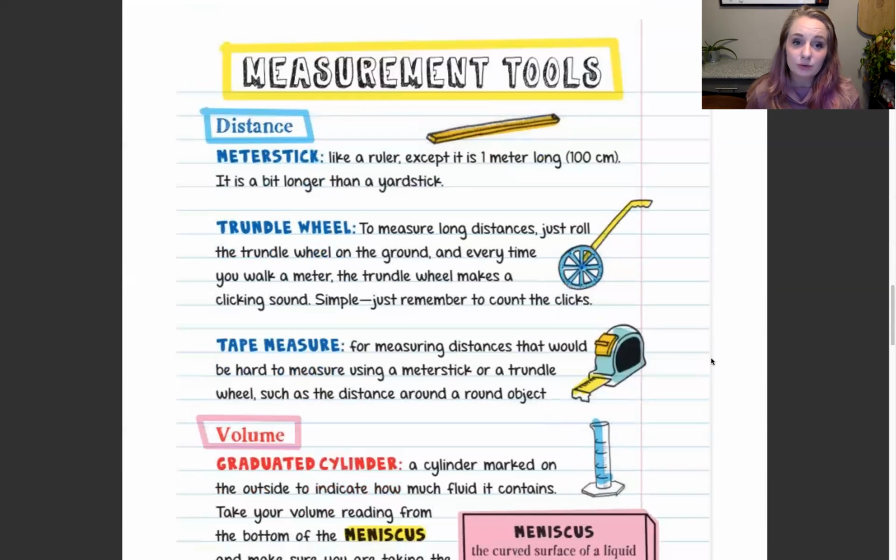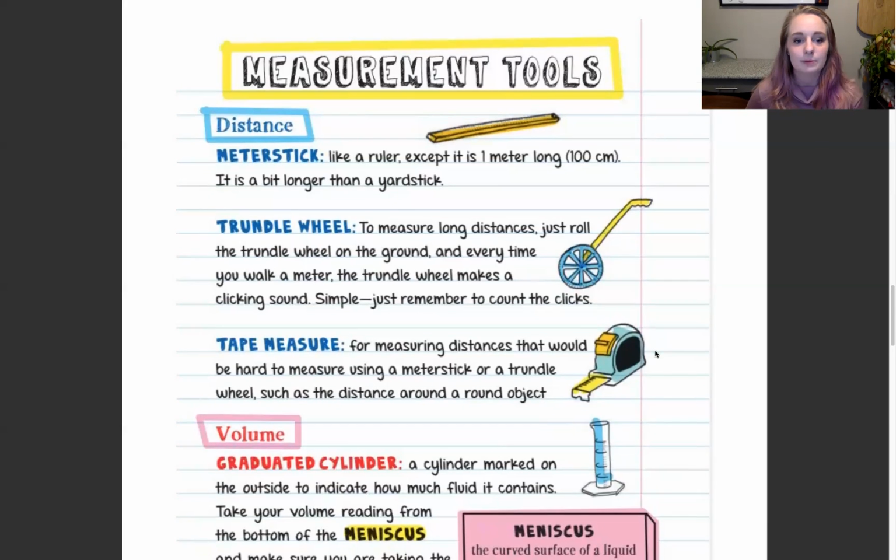Some tools that we use to measure distance is a meter stick, which is a little bit longer than a yardstick, and a trundle wheel, which actually is used to measure long distances. So you would roll the trundle wheel on the ground, and every time it reaches a meter, which is actually the circumference of that circle, so this whole circle is a meter, the trundle wheel will make a clicking sound. So you just have to remember how many clicks it is, and that's how many meters it would be.